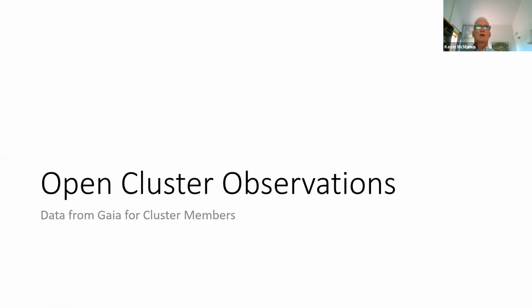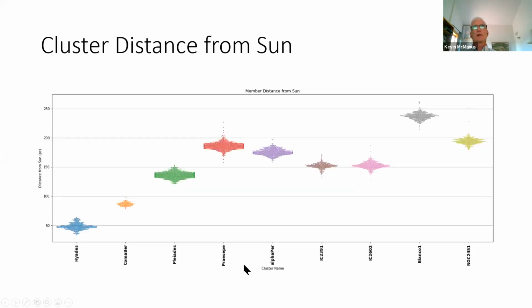So if you open up that paper and you fetch up the member list for the different clusters and then grab the Gaia records for it, you can produce a cool plot like this. So for the nine nearby clusters, this plot shows their distance from the observer, from us. And you can see the distances are anywhere from 50 parsecs up to about 250 parsecs. That's the definition that the authors of the paper from which these membership lists are drawn.